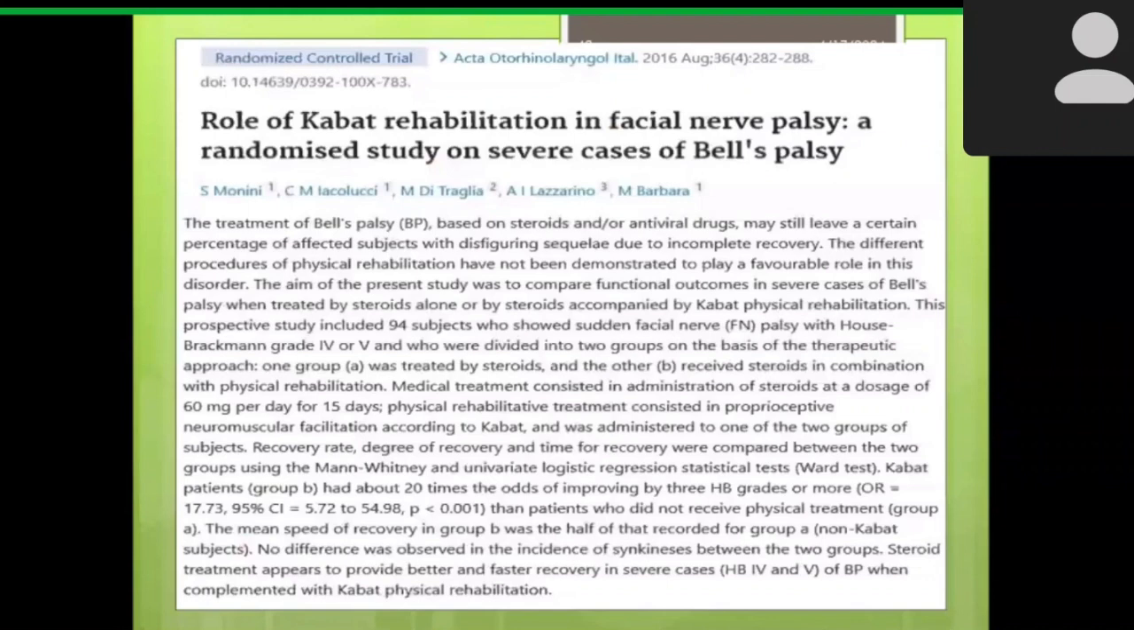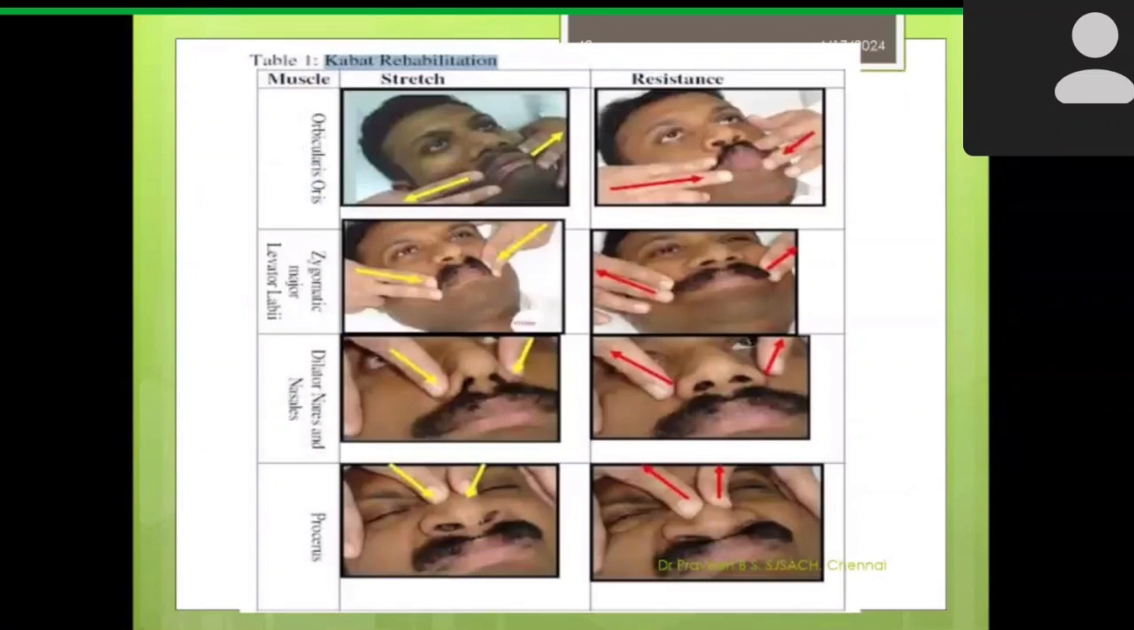And you can see that various researches have been conducted on the role of Kabat rehabilitation in facial nerve paralysis, and a randomized study on severe cases of Bell's palsy. So these kinds of exercise are absolutely very good, and they have to be utilized. This is an example of how Kabat's exercise works. Please go through all this.